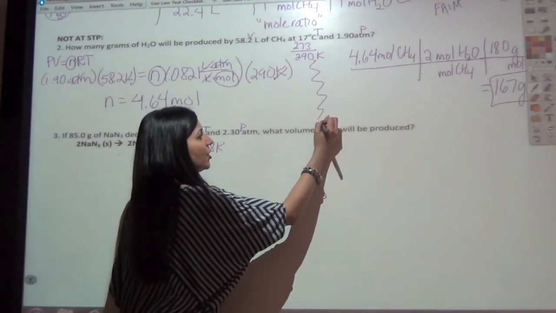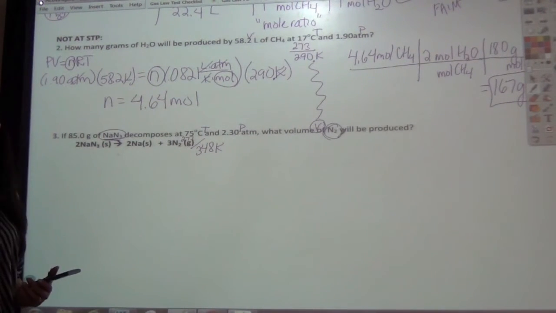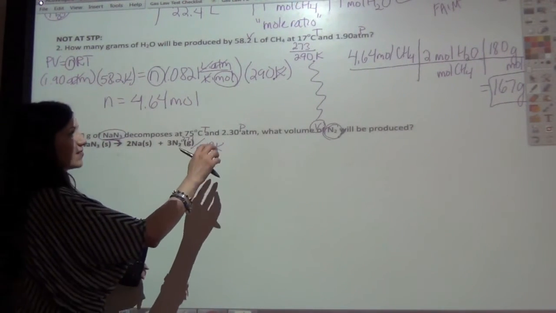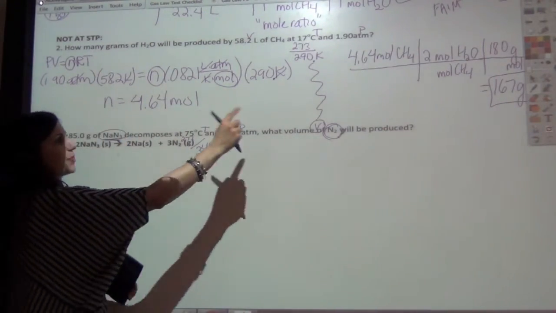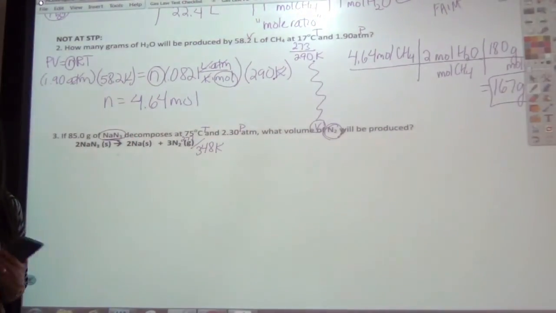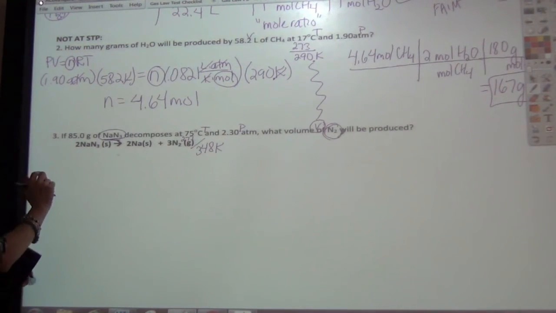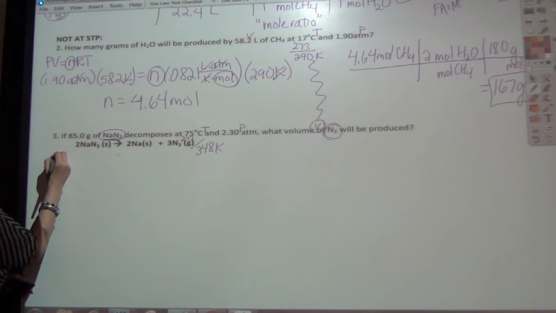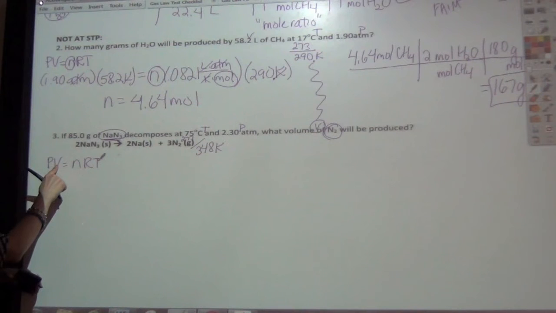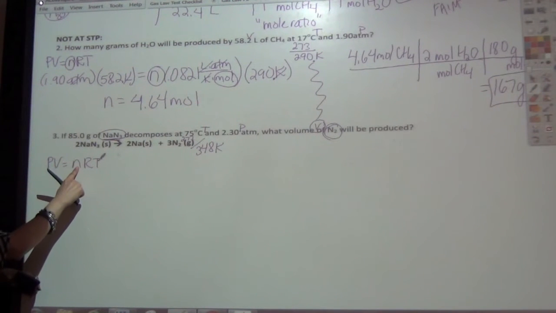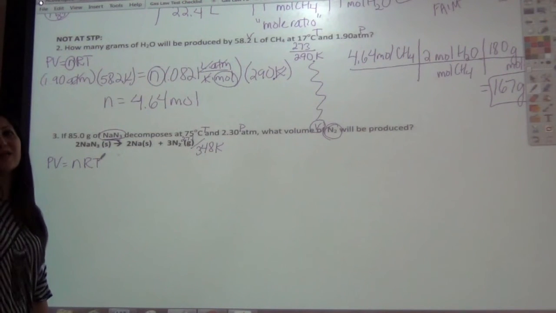And then we want to know the volume of N2. Okay, so we've got our temperature, our pressure, and our volume. The only thing is that our NaN3 is different from N2, which means we're going to need to use stoichiometry. So what I'm going to first do is check Vintner. So I'm going to go PV equals nRT. Well, I know my P, I don't know V, I don't know n, I know R, and I know T. What's wrong? I have two unknowns.